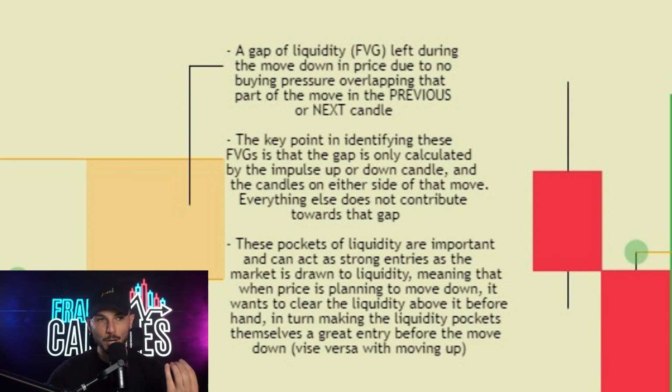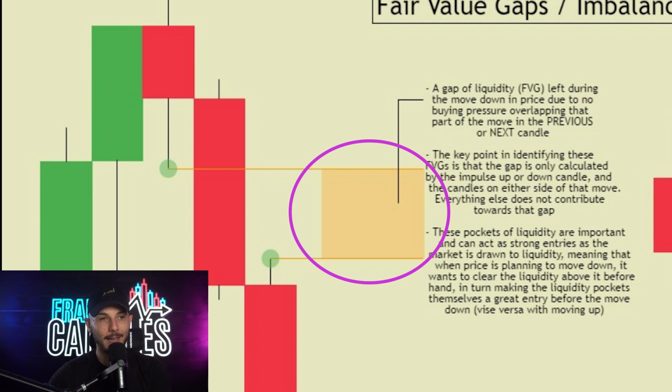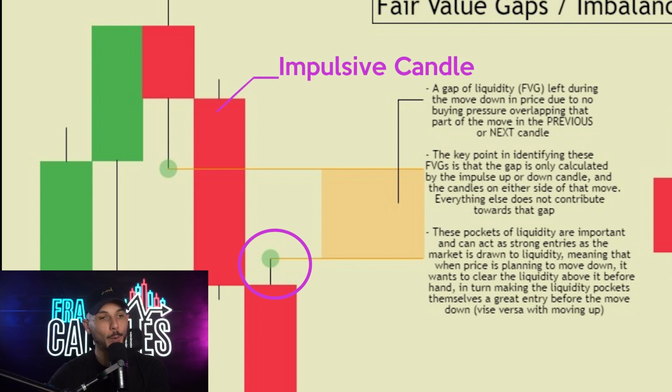So basically what you're looking for here, guys, is, as you can see, this little orange highlighted area would be your fair value gap. And you can see we have a wick on the right side of this big candle here, and your wick stops there. And then on the other side of your big impulsive candle, you have another wick, but there is a gap between these wicks where there was only selling pressure.